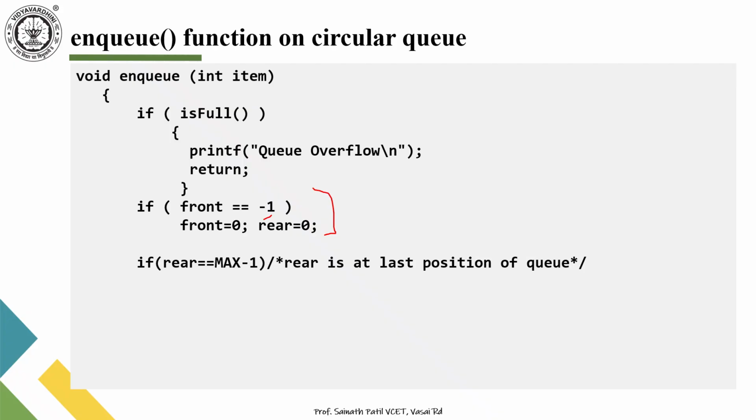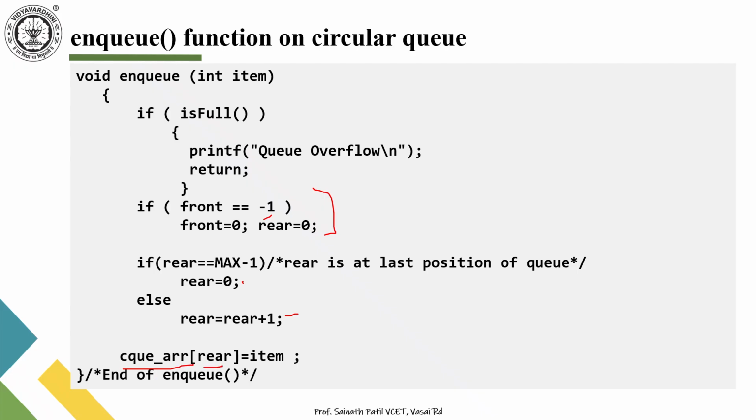Or if this is not the case, then the situation may be: if rear is equal to max minus 1, that means rear is pointing to the last position, then we make rear equal to 0. Else we simply make rear equal to rear plus 1, and we add to the circular queue, that is the array we use for the circular queue, queue of rear is equal to item. That is the end of the enqueue function.